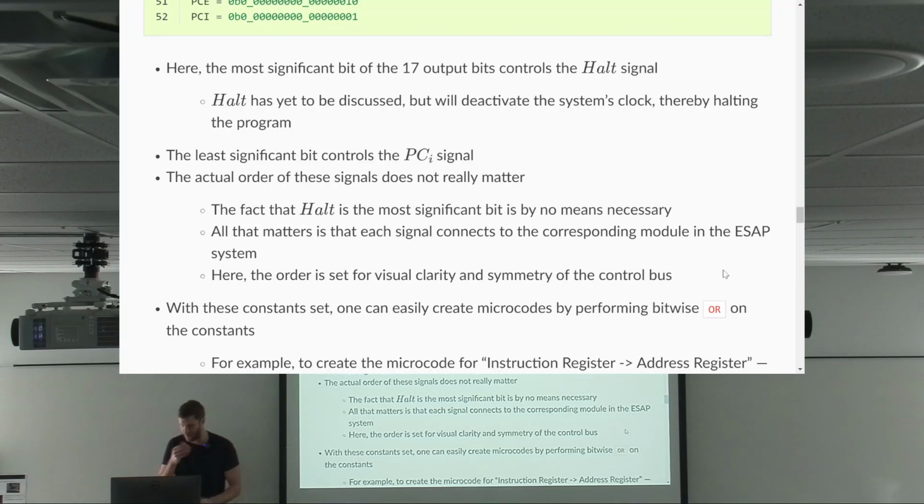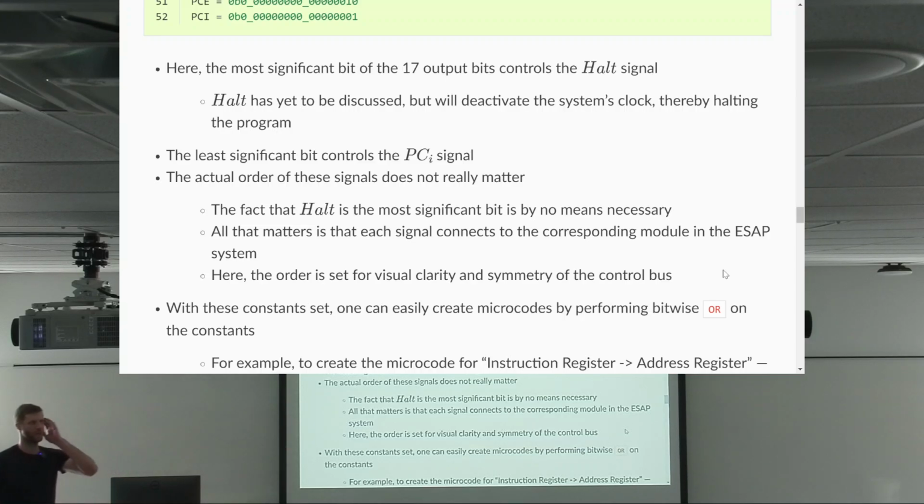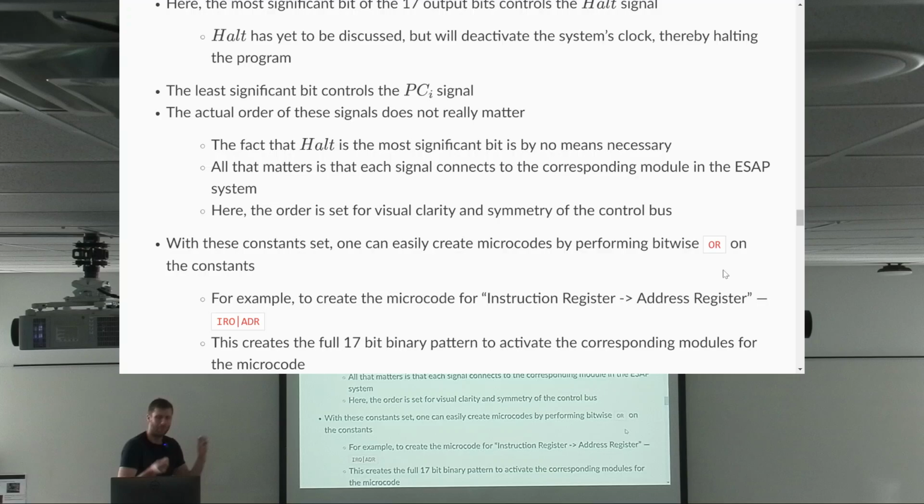Here the most significant bit, 17, is the halt signal. Halt has yet to be discussed, I'll show you very shortly. The least significant bit controls the program counter in. The actual order does not matter here. The fact that halt's the most significant bit has no real meaning. All that matters is that each signal connects to the correct place. If you've got a signal that I'm calling halt, here's hoping it halts, right? Here the order is set for the visual clarity that I talked about.